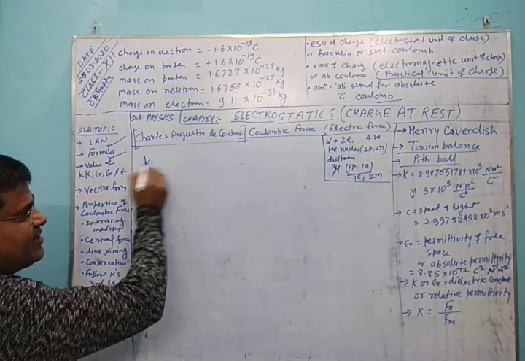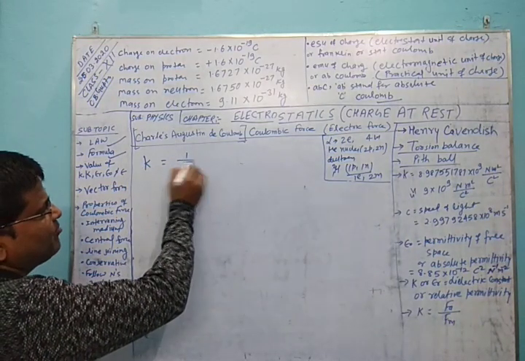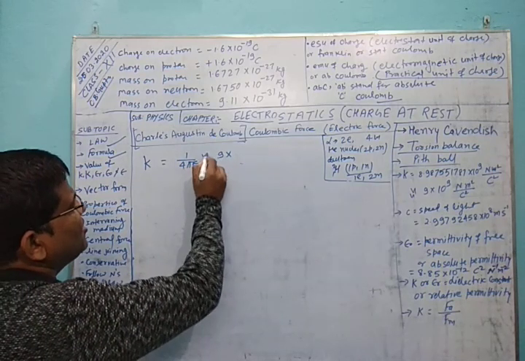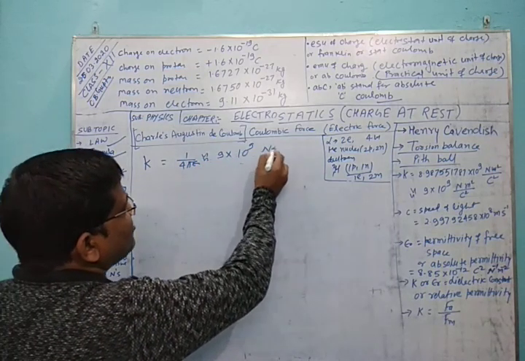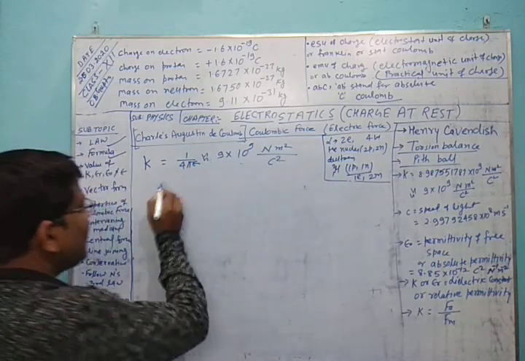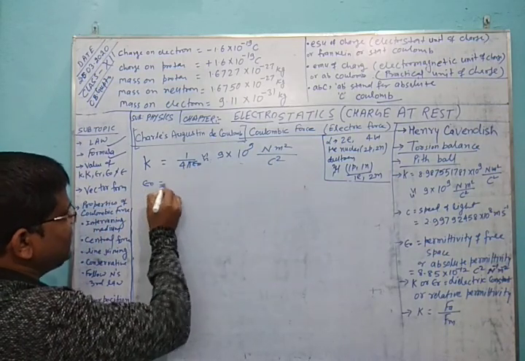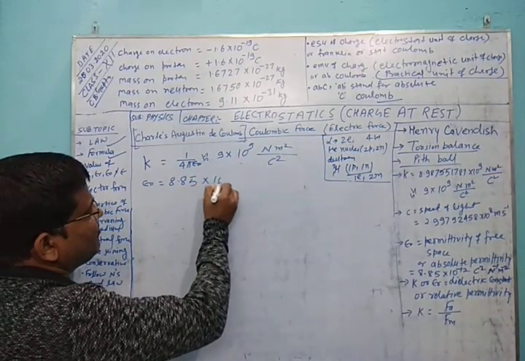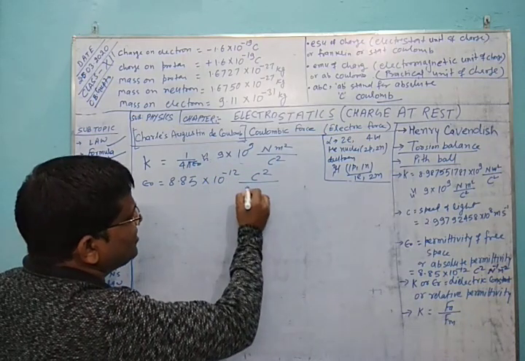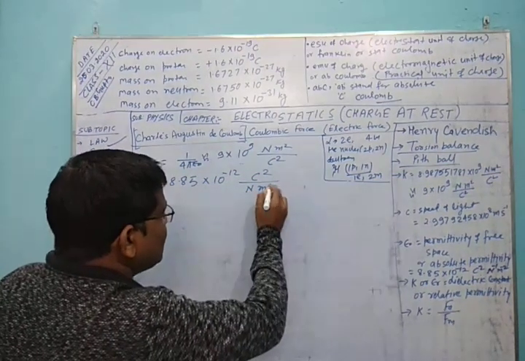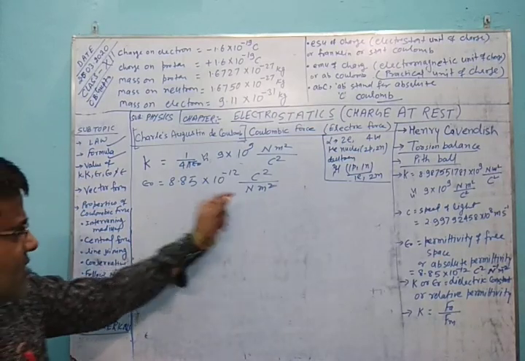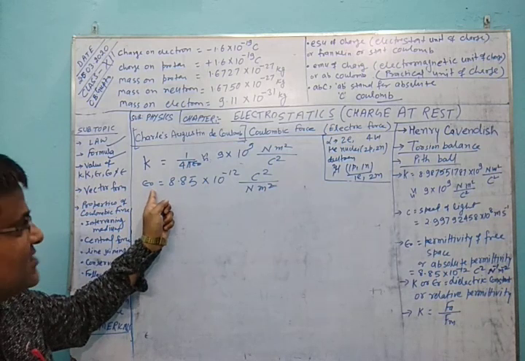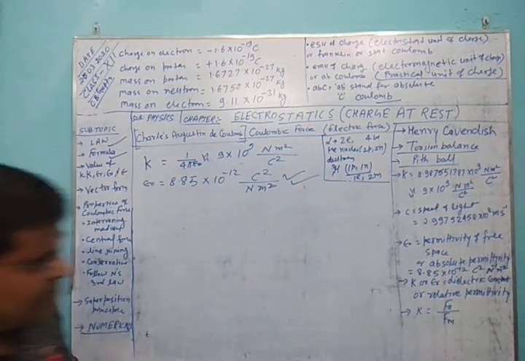Now there is one more thing I want to discuss. This is the proportionality constant: 1 by 4 pi epsilon naught is equal to 9 into 10 to the power 9 Newton meter square by Coulomb square. And the value of epsilon naught is 8.85 into 10 to the power minus 12 Coulomb square by Newton meter square. Two or three times the question is asked, what is the value of absolute permittivity? That's why you must remember it for the objective purpose.